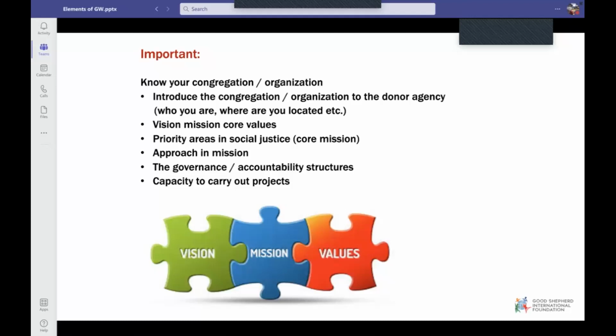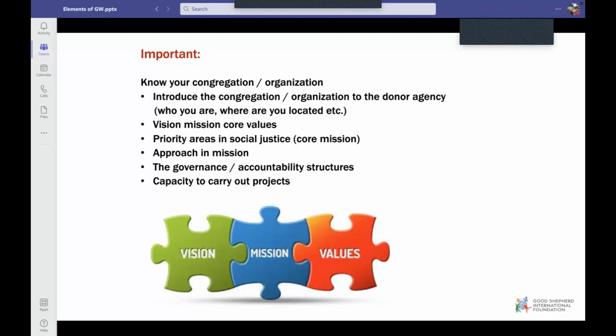Assuming you are like SMIDY Fee, St. Mary Euphrasia Integrated Development Foundation Incorporated, then you will talk about SMIDY Fee. If you are Good Shepherd Sisters Sri Lanka, then you will talk about Good Shepherd Sisters Sri Lanka. So we introduce the congregation, the organization, to the donor agency, and then we talk about our vision, our mission, our core values, if that's asked for.